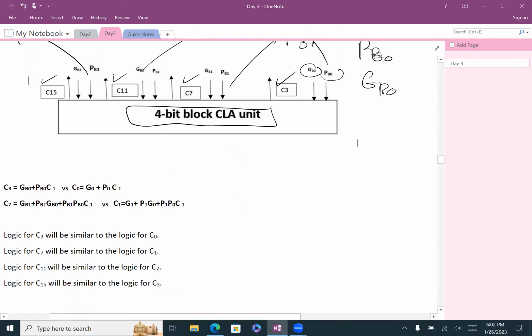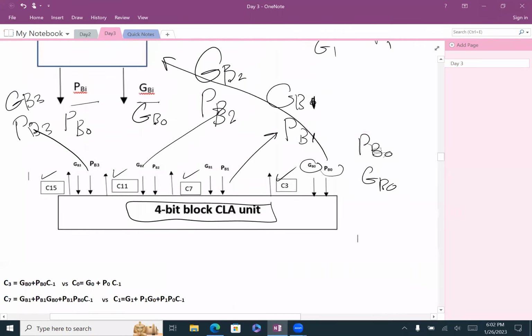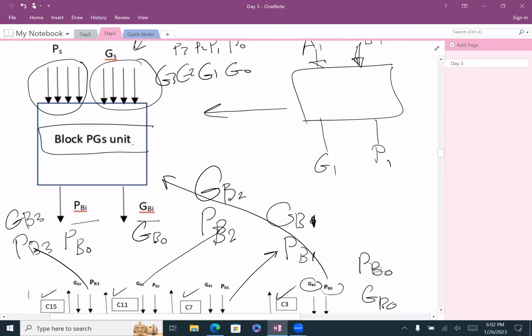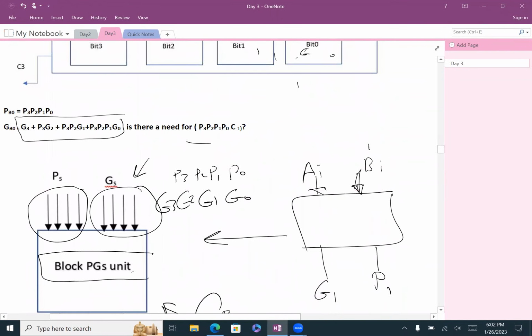For the block PG unit, it looks like there are 8 inputs, so that slows it down. Well, what's the actual equation? All right. But you're not going to use all of them. So it's only 4 OR gates. We have 1, 2, 3, 4. So still within the recommendation, it's not big. All right.